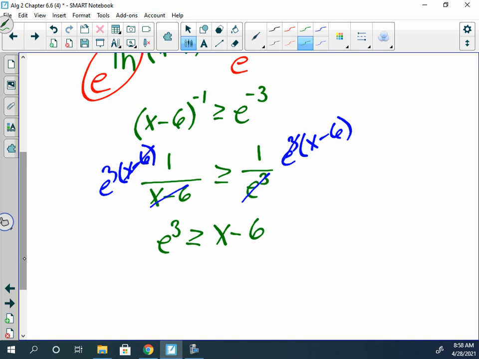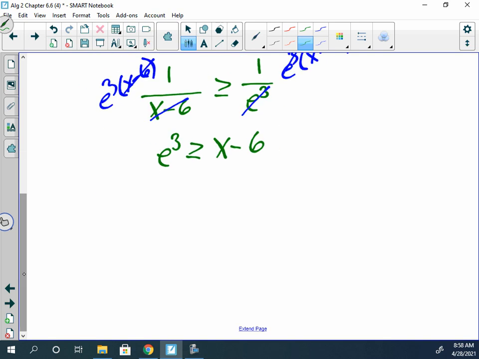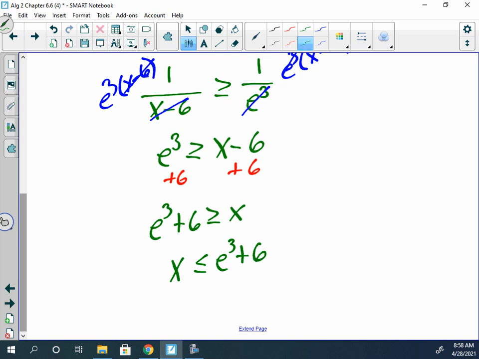Well, add 6 to both sides, and we get e to the third plus 6 is greater than or equal to x. Now that looks like we got a different answer, but if I flip it and put x on the left, well, that's exactly what we got at the beginning, when we did it by moving the negative 1.